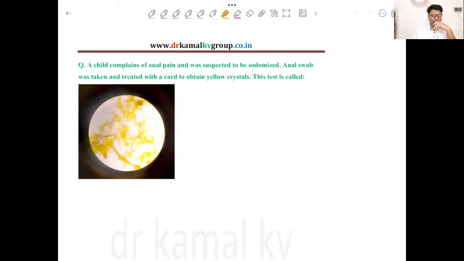So the very first question was about a child who had presented to the forensic department complaining of anal pain, and it was suspected that he has been sodomized. Now we need to investigate. So what we'll do, we'll take an anal swab and subject it to some test, and the test is showing these yellow crystals. The anal swab was subjected to some test, and this is the interpretation of that test.